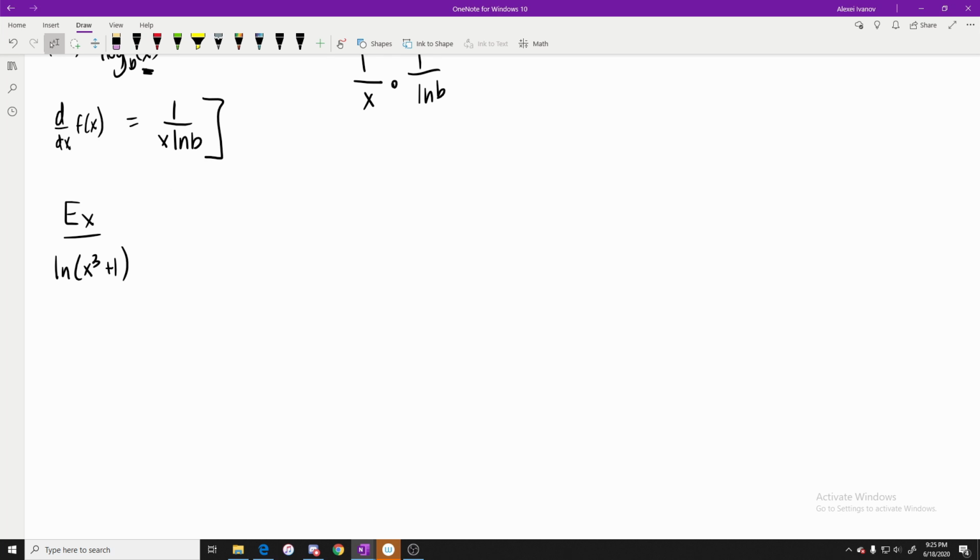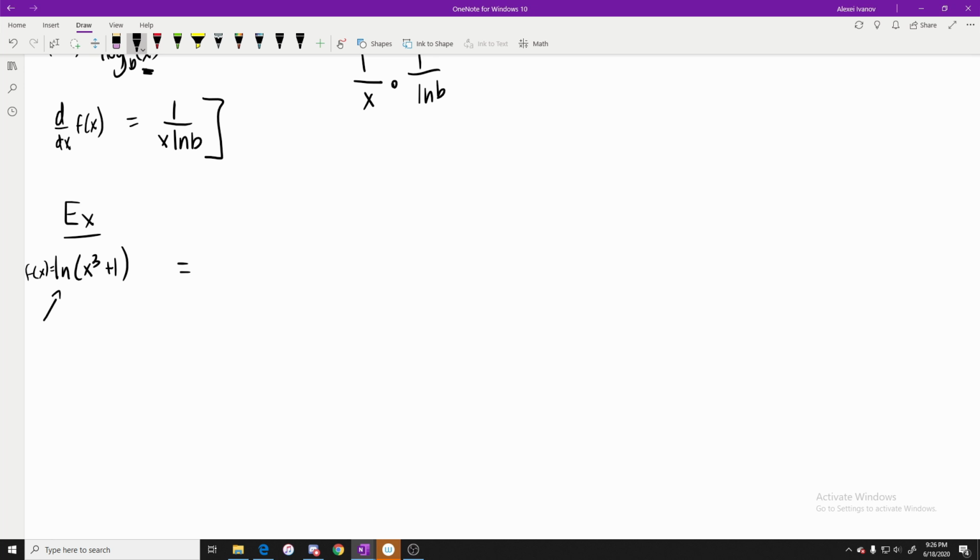Here is a quick little example. If we're given this function where f of x is equal to ln of x cubed plus 1, we can quickly see that, again, this is a composition of two functions, so we are going to be using chain rule. We could see that the first function, like the top level or first function, is the ln function.